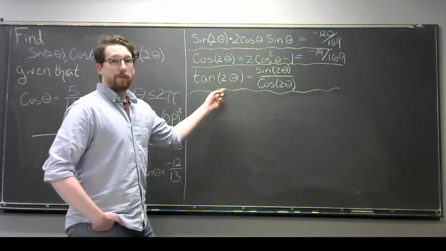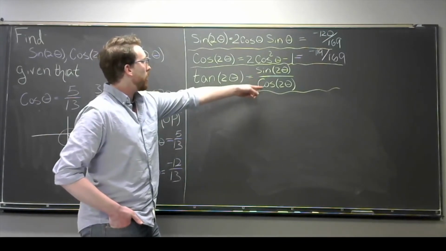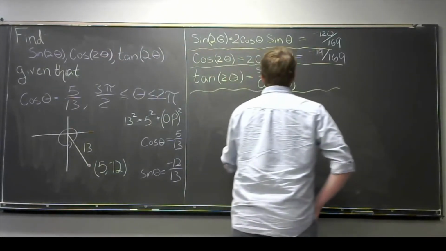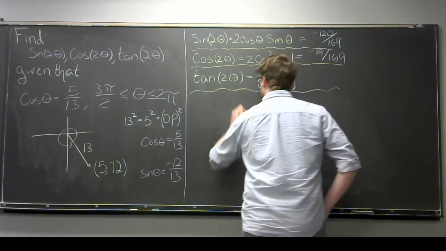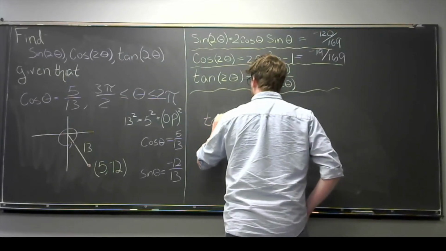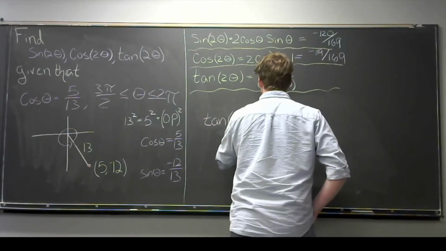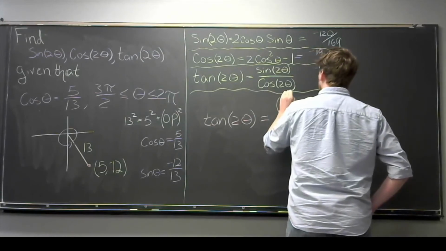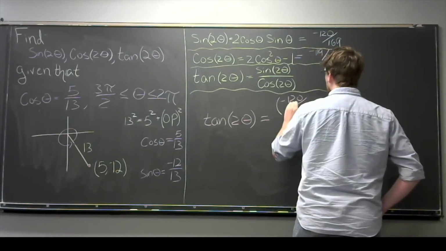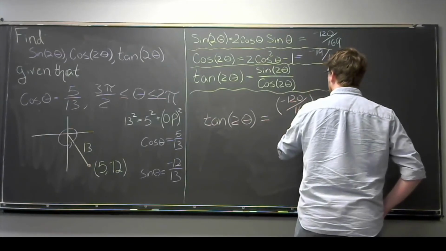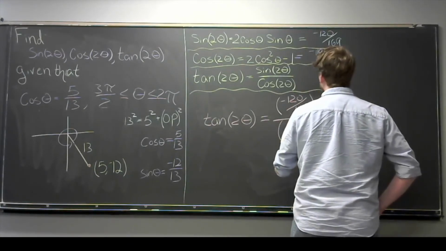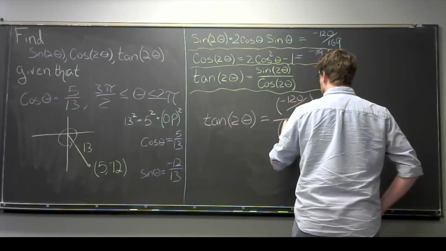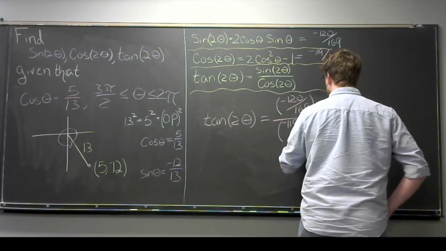Now, we just got to solve for tangent 2 theta, but that's just sine 2 theta over cosine 2 theta. So we can put the fractions over top of each other. That's going to give us tangent of 2 theta is equal to negative 120 over 169 divided by negative 119 over 169.